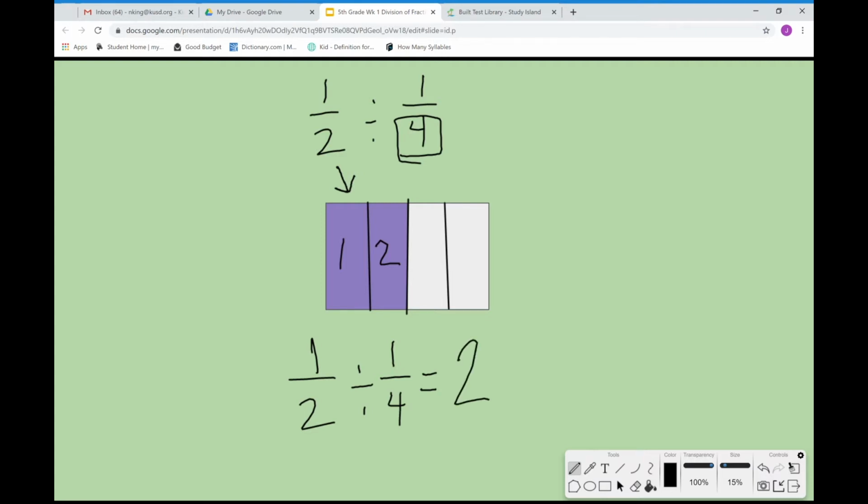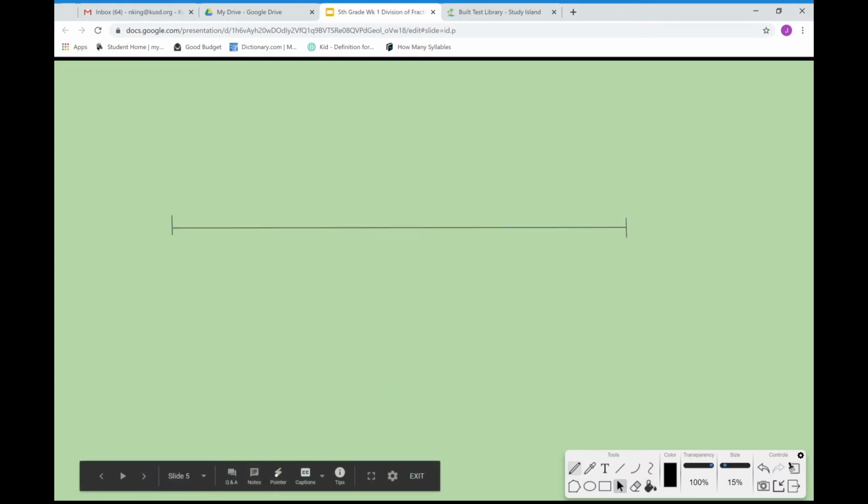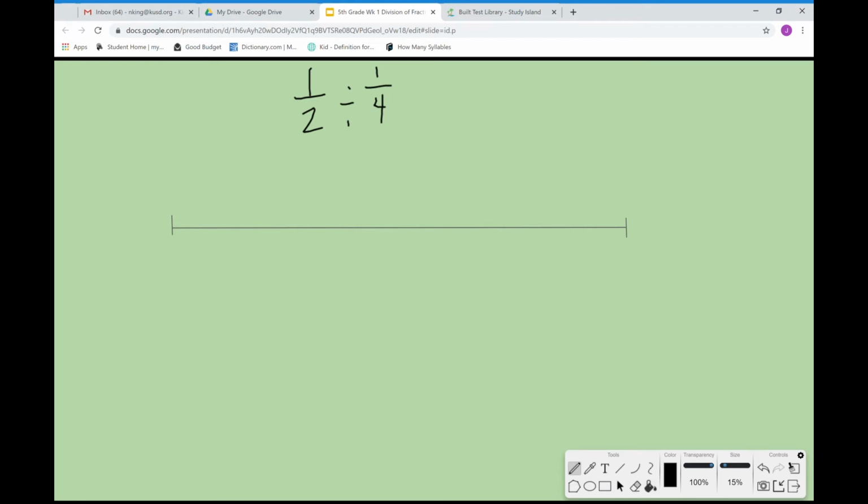Let's do the same problem again, but this time using another number line. 1/2 divided by 1/4. We want to start with 1 full unit. We start by dividing this unit into 2 equal parts since the dividend is 1/2, and we will only use 1/2. Now we have to split the same whole unit into 4 equal parts since the divisor is 1/4.